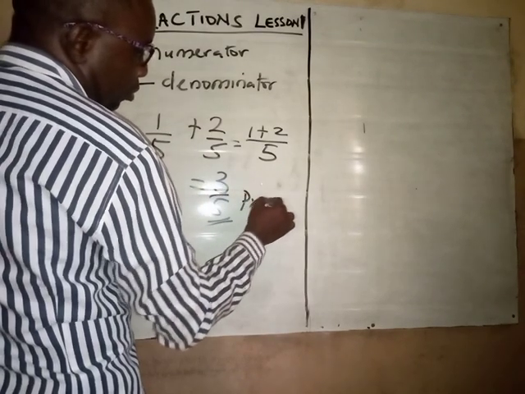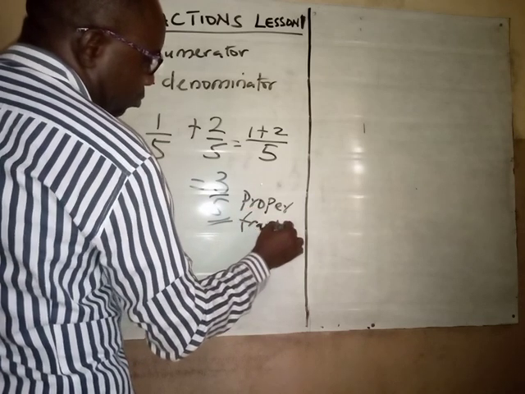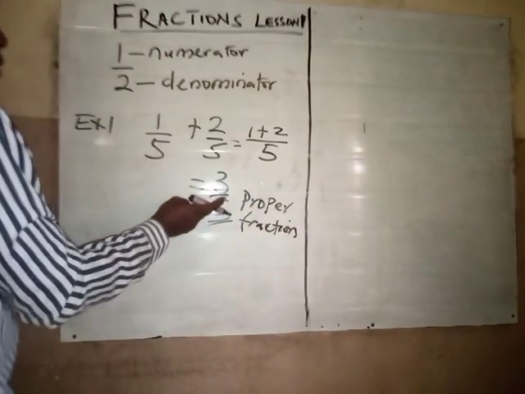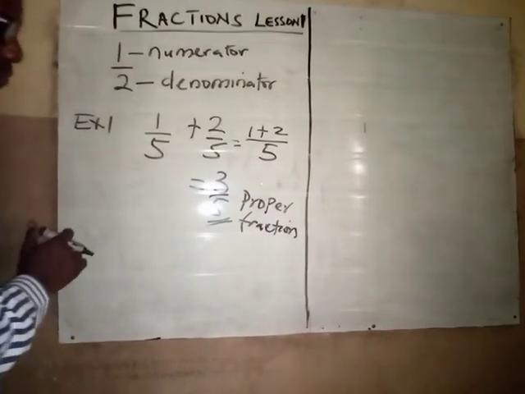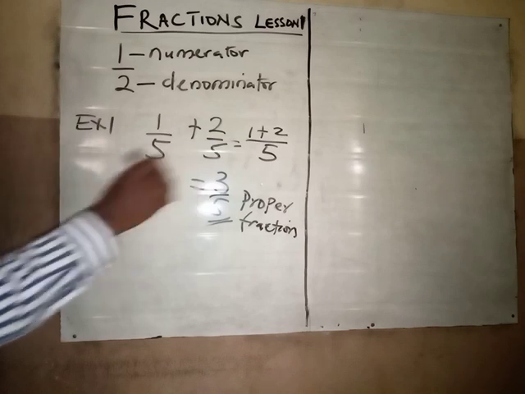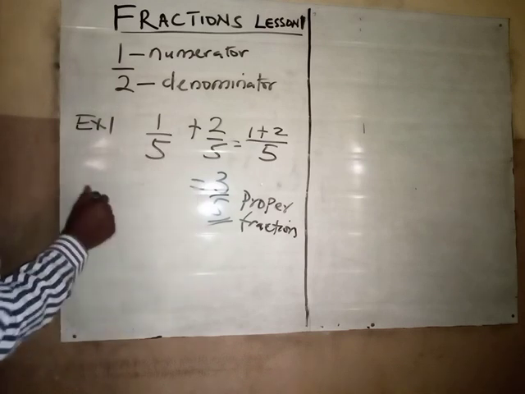This type of fraction is called a proper fraction. A proper fraction is when the numerator is lower than the denominator. You can no longer divide further. But there is an improper fraction when the numerator is bigger than the denominator.